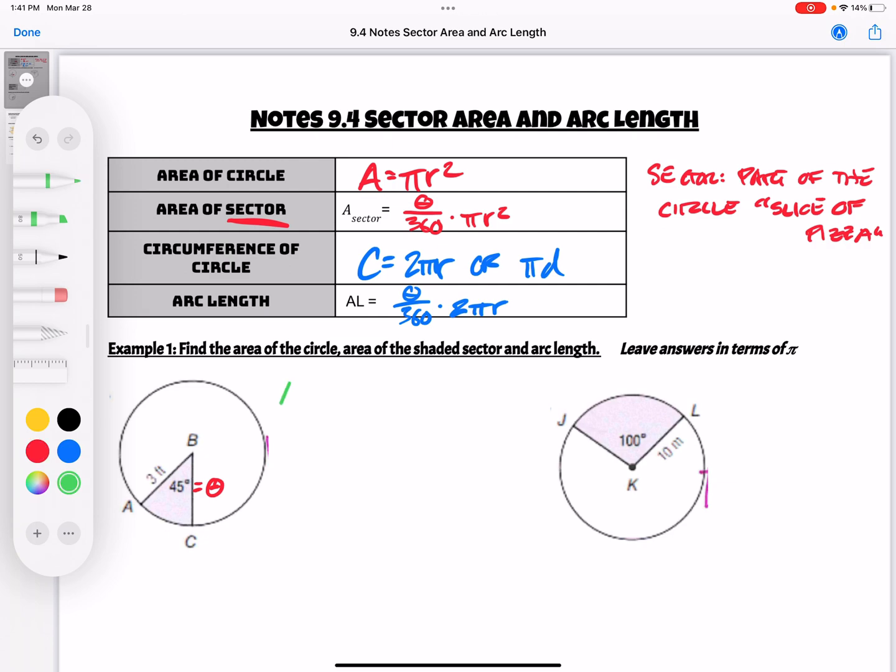All right, so area of the circle, easy enough. We have a radius of 3. So it's just pi r squared, so pi times 3 squared, which is 9 pi. And we are in feet squared here. And our sector area, I'm going to use A with a little s. We're just going to say 45 divided by 360 times our total area of 9 pi.